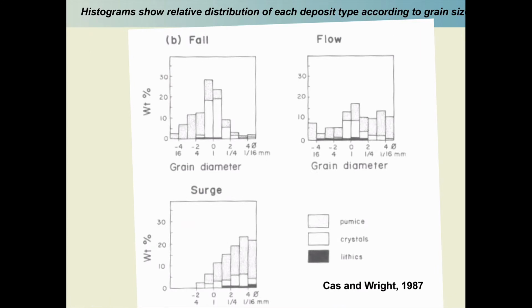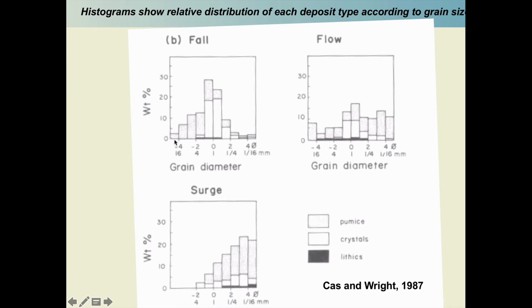Okay, so histograms show the relative distribution of each deposit size according to grain size. This is another really important factor of doing this granulometry exercise for physical volcanology. A histogram, just in review, most of you should have had this already in a variety of math classes, is basically a plot of the weight percent in each size class. So the size classes are divided up and plotted along the x-axis, in this case going from minus 4 phi to 4 phi.